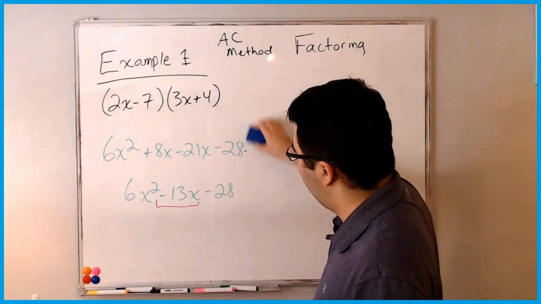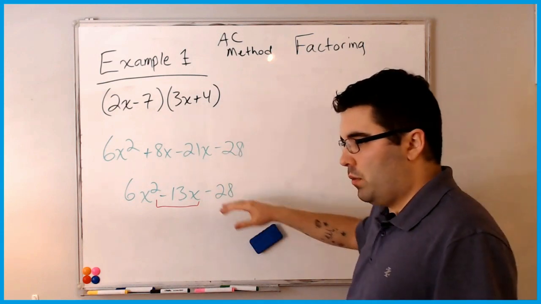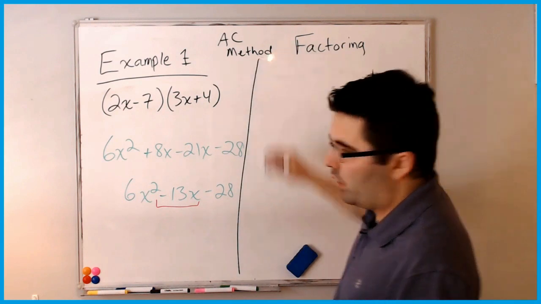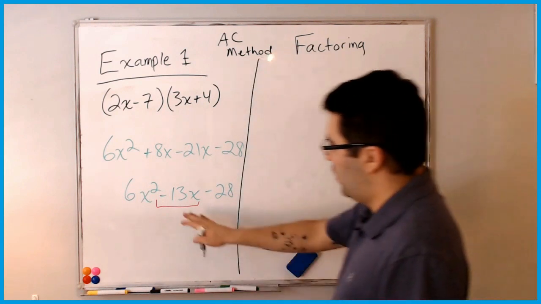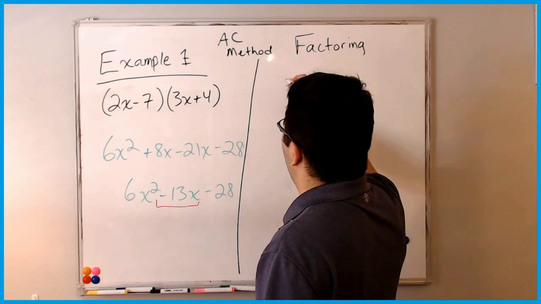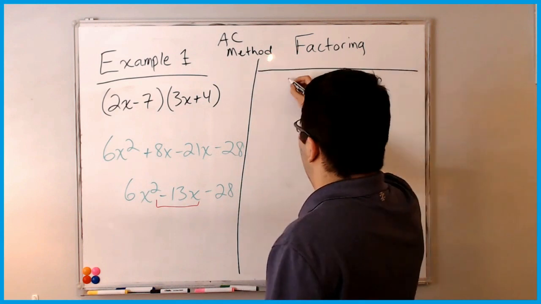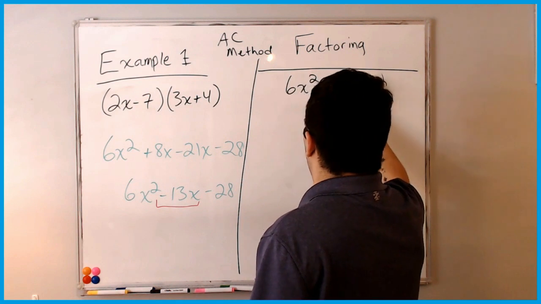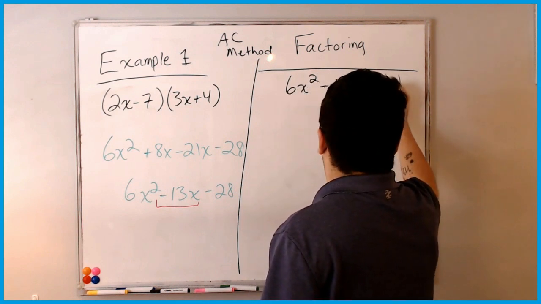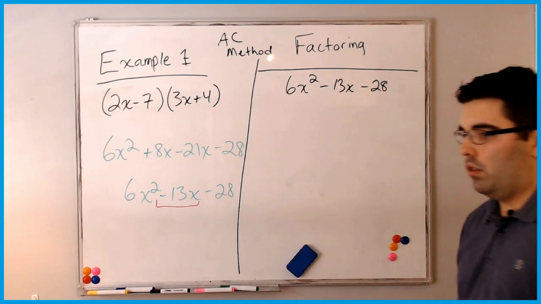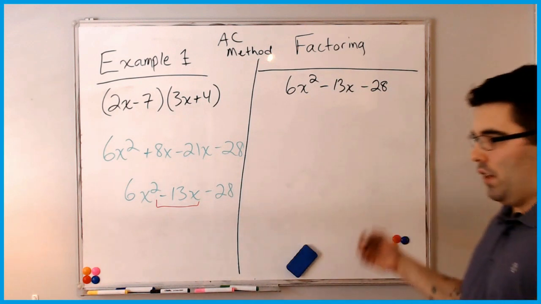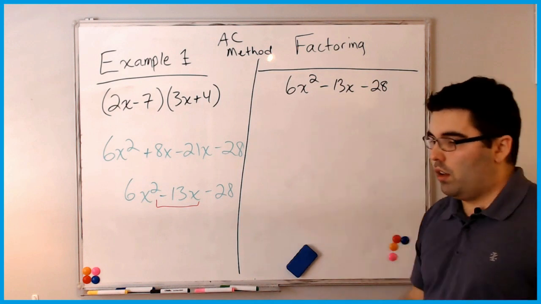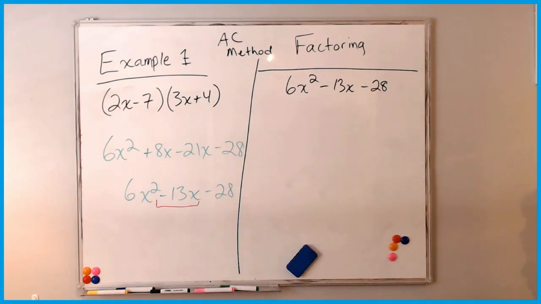So let's do that. You've seen this multiplication. I'm going to leave it right here. Hopefully I've got enough room on the board. And now I'm going to give you this problem. This is how your problem would actually be presented. You'd have 6x squared minus 13x minus 28, and you'd be told to factor it. It might say factor completely. It might just say factor the expression since there's no equal sign. But that's a good example of a problem you would get.